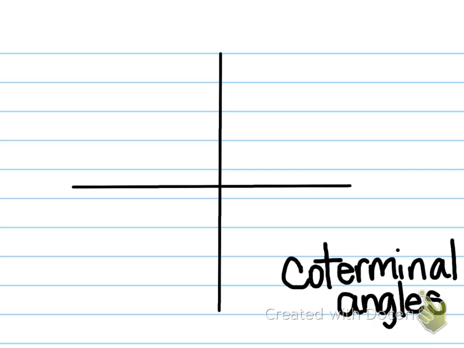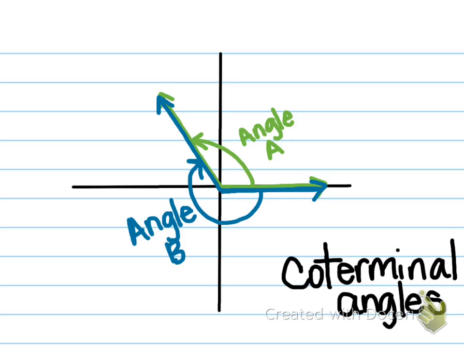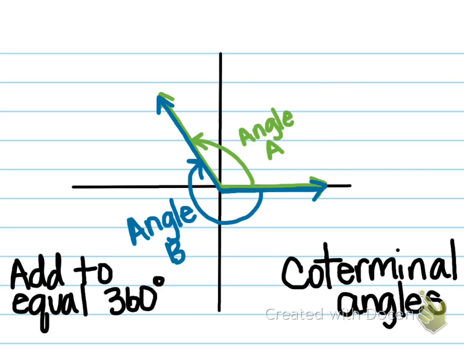Okay, coterminal angles are two angles that share a terminal and an initial side. So if I have angle A sitting out here somewhere on the coordinate plane, then another angle that's coterminal with it is going to share those rays. Okay, so angle B has the same initial side and terminal side. They share those two rays, so they are said to be coterminal. And if you notice, putting these two angles together kind of makes a circle. So that means that coterminal angles are going to add to equal 360 degrees.